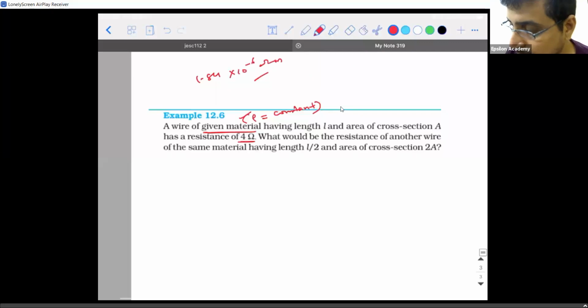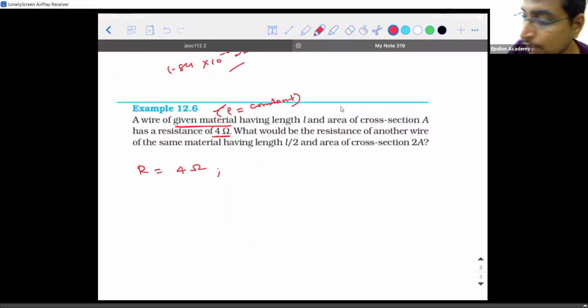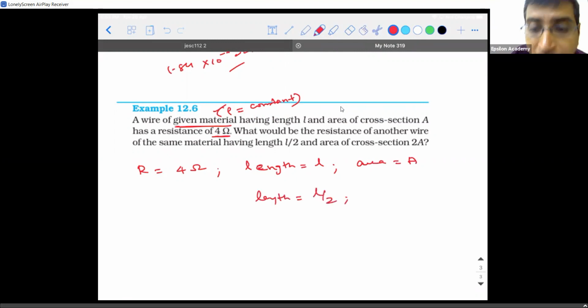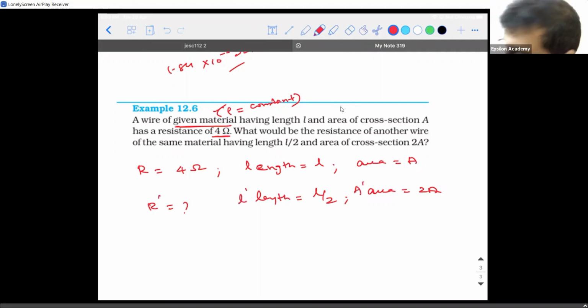So resistance is how much? 4 ohm. Length is L. Area is A. What could be the resistance of another wire? So I have one wire whose length is L and area of cross section is A. I have another wire of the same material whose length is L by 2 and the area of cross section is 2A. Then how much is the resistance they are asking? Very simple. So R dash, L dash, A dash.